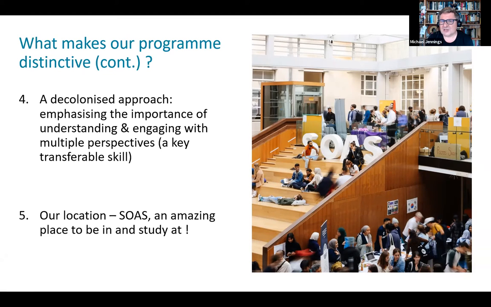And where SOAS is located also makes a difference. Within a square mile, we have London School of Economics, we have UCL, we have the London School of Hygiene and Tropical Medicine, who are also running events that you can go to, who also have libraries that you can use. We have all the NGOs and other development organizations, and organizations who work in some way with either refugees or climate emergency and so on, who are based in London, which gives you a huge network, a huge range of things to do and organizations to engage with. So again, I think this makes us distinctive and makes our program distinctive.